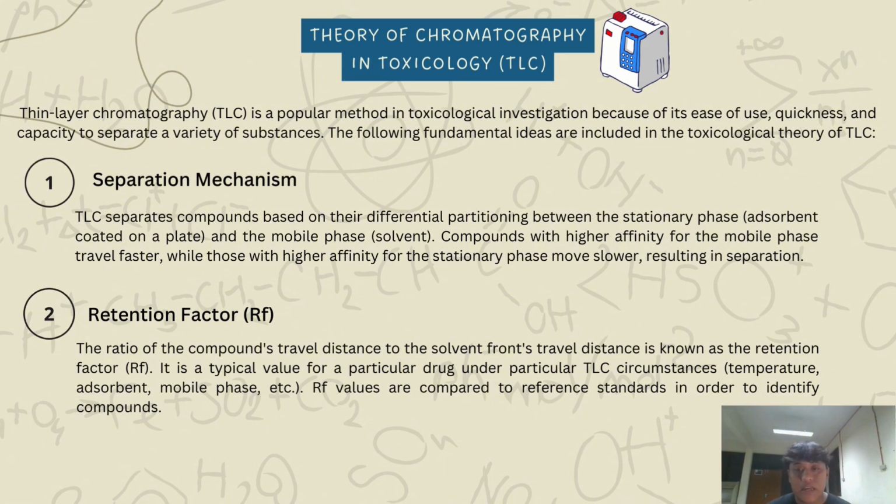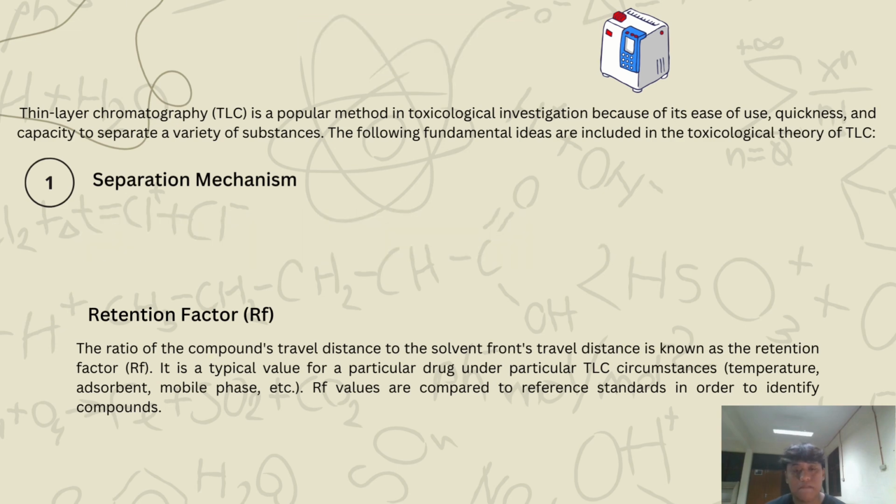The second one is retention factor (RF). The ratio of the compound's travel distance to the solvent front travel distance is known as the retention factor (RF). This is a typical value for a particular drug under particular TLC circumstances: temperature, absorbent, mobile phase, etc. These values are compared to reference standards in order to identify compounds.